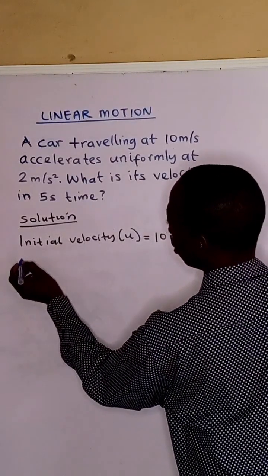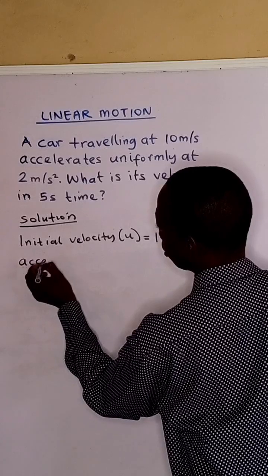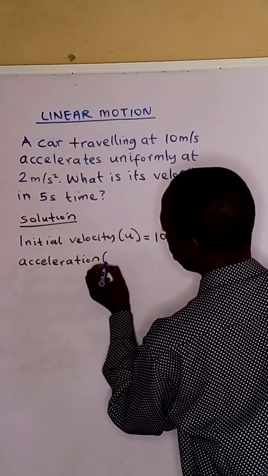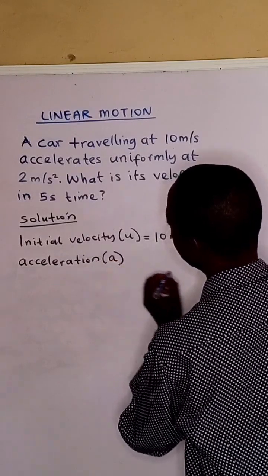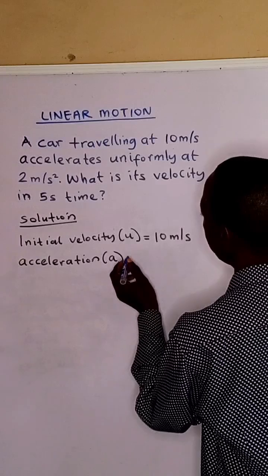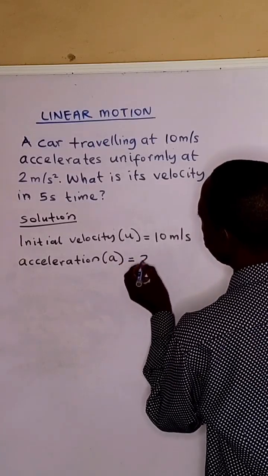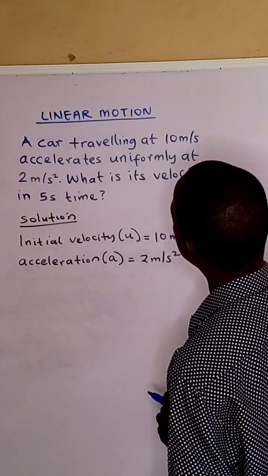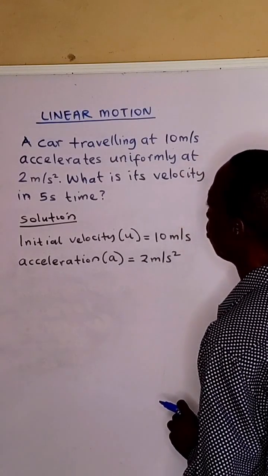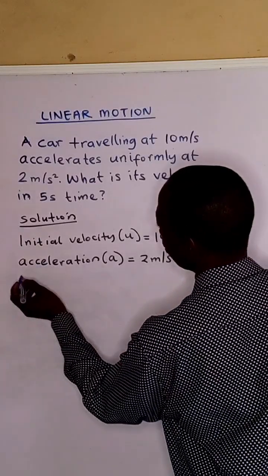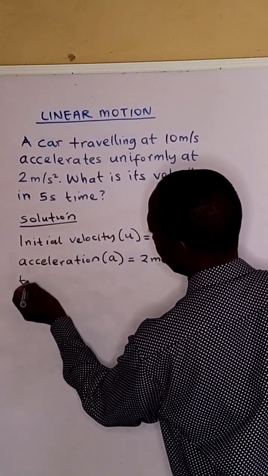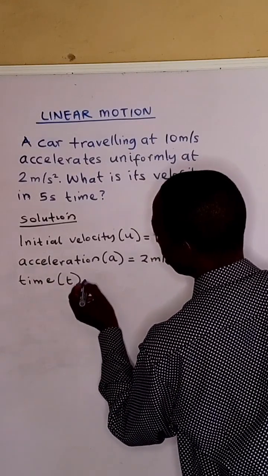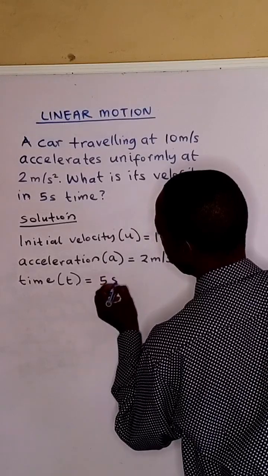Then accelerate uniformly at 2 meters per second square. So that is acceleration. We use small letter A to represent acceleration. So the value of acceleration is 2 meters per second square. Now the question says, what is its velocity in 5 seconds time? So that 5 seconds is the time. We use letter T to represent time, and that is 5 seconds.